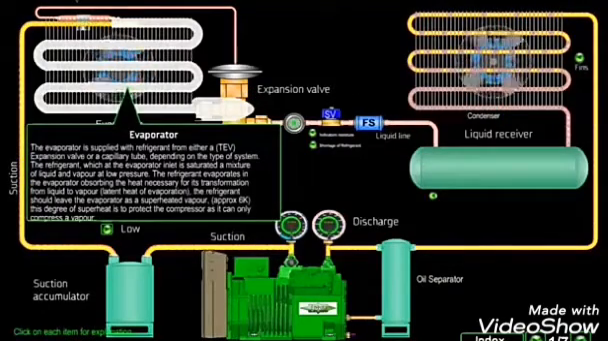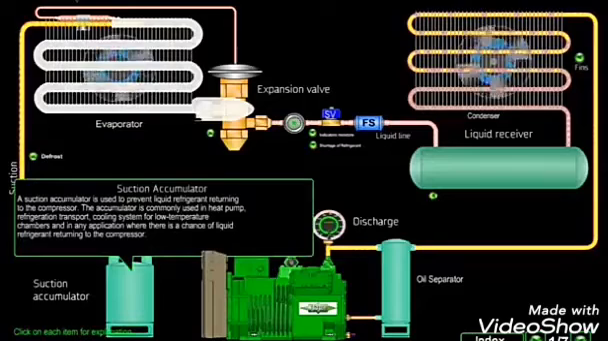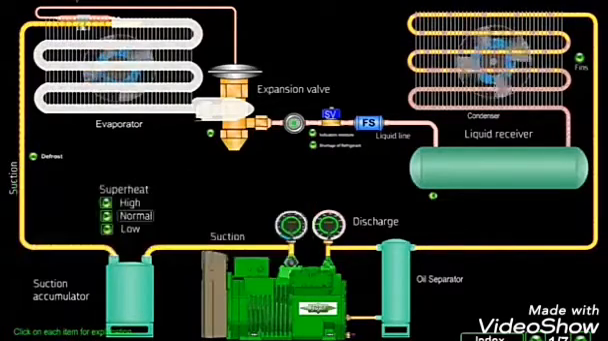Next one, condenser. The condenser is a component of the refrigeration cycle responsible for heat transfer. There are four types of condensers used in refrigeration systems. They are, first one, air cooled system, second one, water cooled system, third one, evaporative condenser system, fourth one, static condenser system.